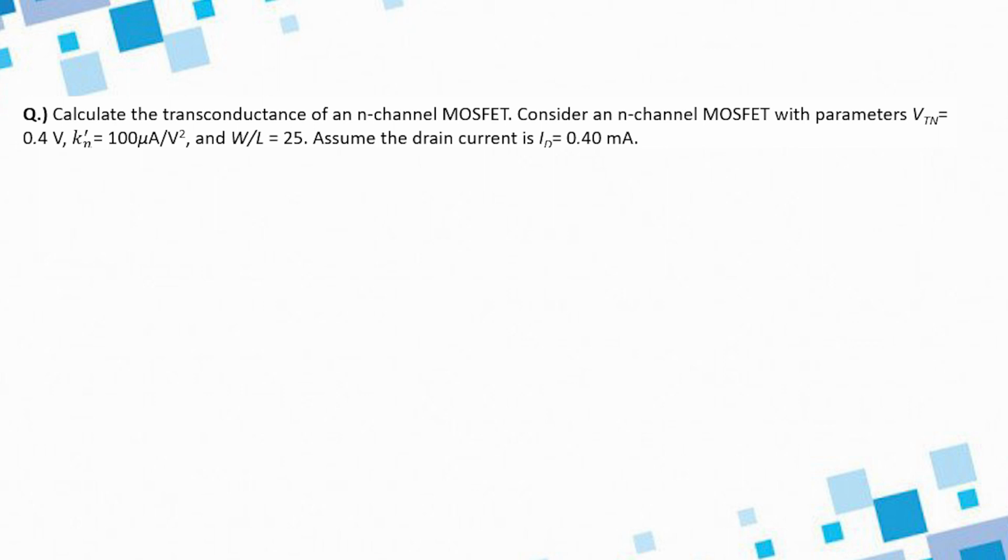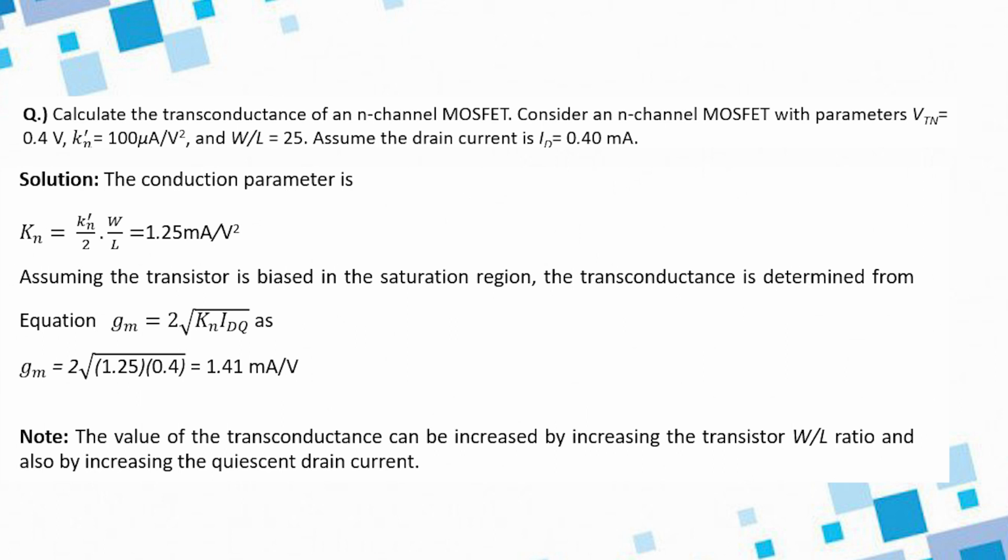milliampere. So, moving ahead, Kn is equal to Kn dash by 2 into W by L. So, we know the value of Kn dash, we know the value of W by L. So, if we place them in the equation, we will get Kn is equal to 1.25 milliampere per volt square.